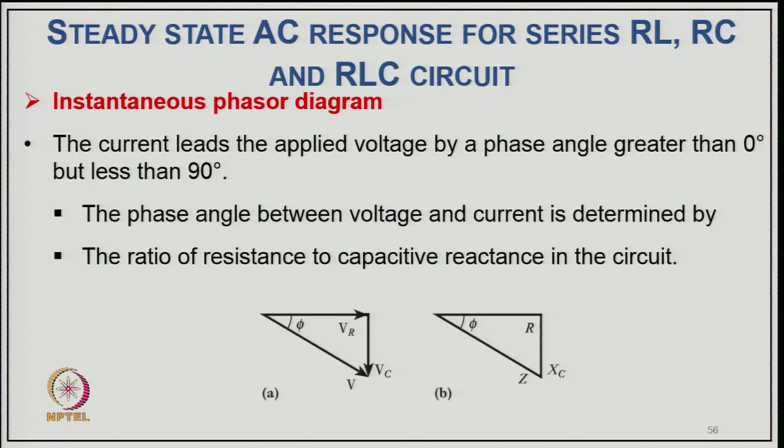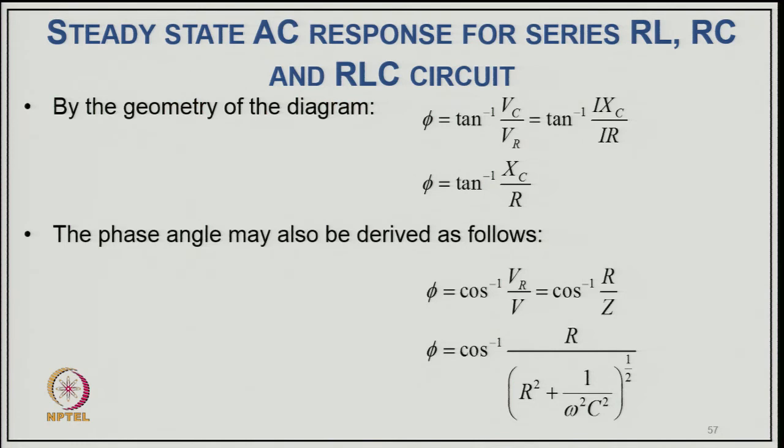As you can see here, the voltage V_R is in phase with the current, and the voltage across the capacitor is 90 degrees lagging, and the net sum of the phasors is equal to V, which follows the phasor of resistance and capacitive reactance, which is typically the impedance. So, by the geometry of this diagram we can say phi equals tan inverse V_C upon V_R, equal to tan inverse I X_C upon I R, and phi equals tan inverse X_C upon R. The phase angle may also be derived as follows: phi equals cos inverse V_R upon V, or cos inverse R upon Z, and phi equals cos inverse R upon (R square plus 1 upon omega square C square) to the power 1 by 2.